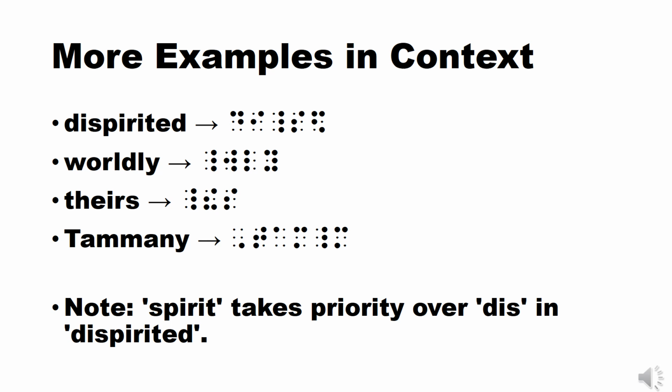Then we have theirs. For this word, we use dots 4, 5, 6 plus the strong contraction the, then the letter S. Finally, we have the word Tammany. Since it's a proper name, we begin with dot 6 for the capital sign, then the letters T, A, M, followed by dots 4, 5, 6 plus M for the contraction of many. Notice something important here. In dispirited, we use the spirit contraction instead of the dis contraction, because spirit saves more space and takes priority. This is a great reminder that Braille always looks for the stronger and more efficient contraction.